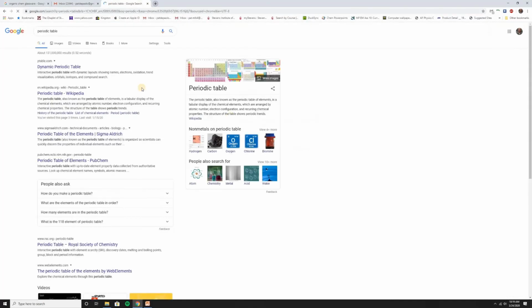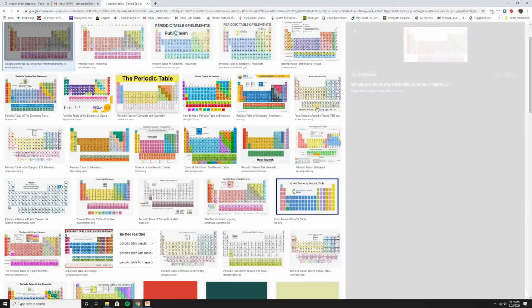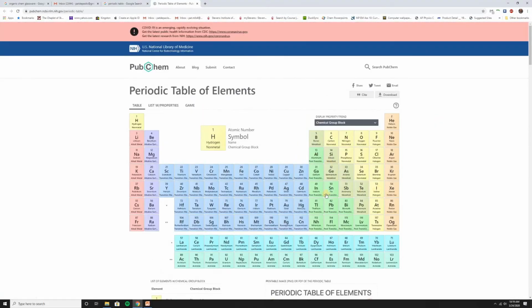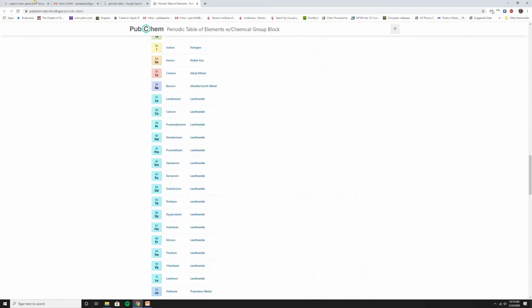Periodic table. Okay, so let's take a look at here. Ugh, there's no molar masses on it. All right, whatever. This is so stupid.